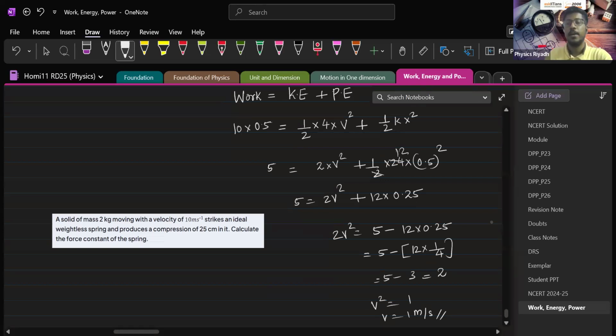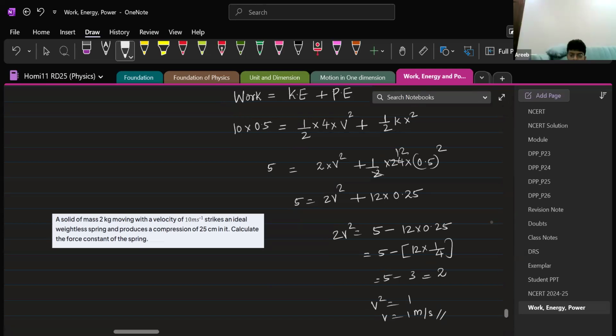So you should know why we are able to use this equation. V will be root 1, right? Root 1, which is 1 itself.